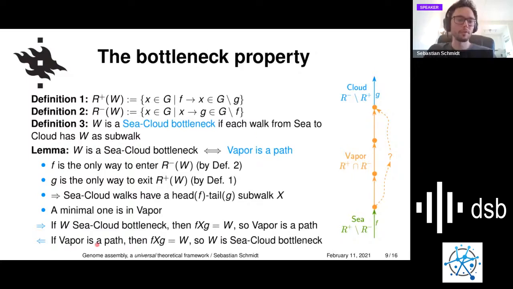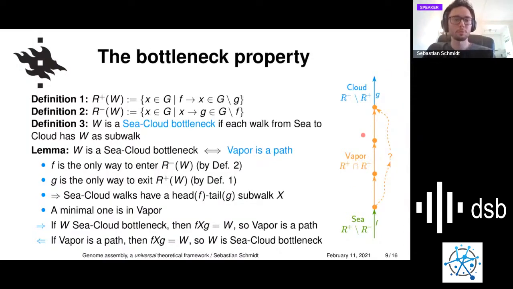And on the other hand, if we know that the vapor is a path, then we know our walk X goes through the vapor. So there's only one choice for our walk X. And therefore, since this is each walk from C to cloud, we know that each walk from C to cloud has only this one choice. Therefore, W is our C-cloud bottleneck.